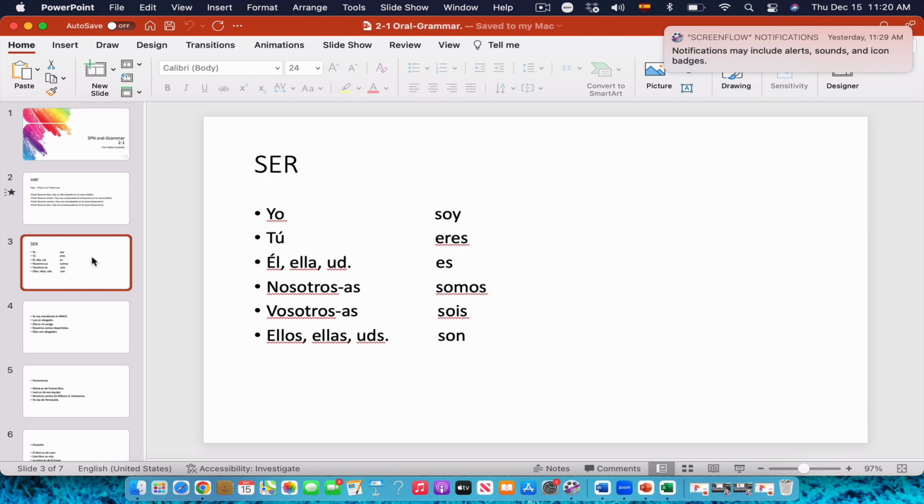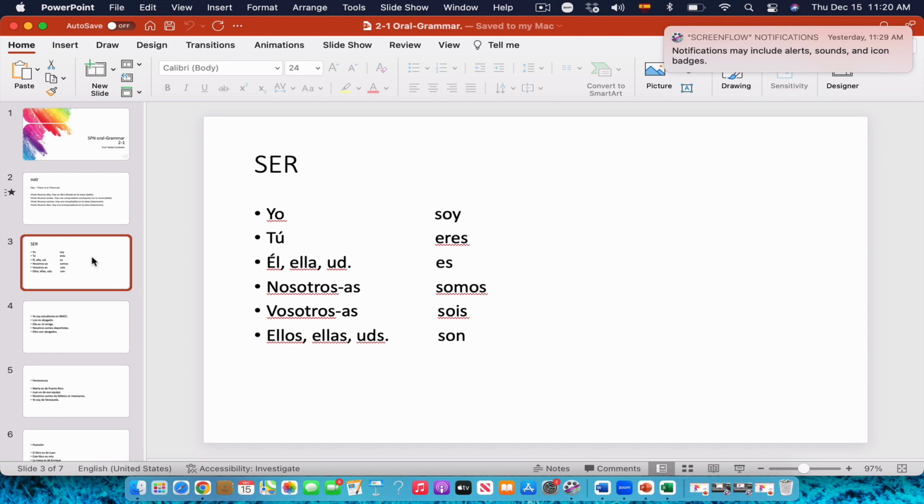Then we have nosotros. Nosotros is we. And in Spanish we have a masculine and a feminine form. So nosotros if the group is formed by males, and nosotras if it's formed by women. If it's mixed, traditionally you use nosotros, but today you can say nosotros and nosotras, both are correct.